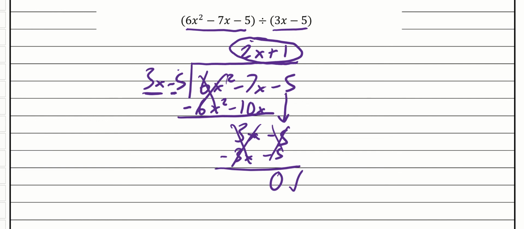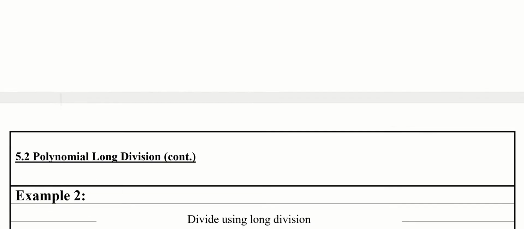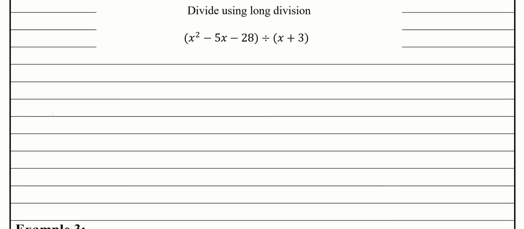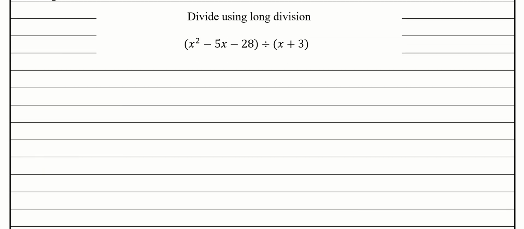Okay, all right, so let's practice that again and make sure we understand how this is working here. All right, next one, let's say we have x squared minus 5x minus 28 divided by x plus 3. So again, my dividend is the first value, so I'll put that on the inside, so x squared minus 5x minus 28.